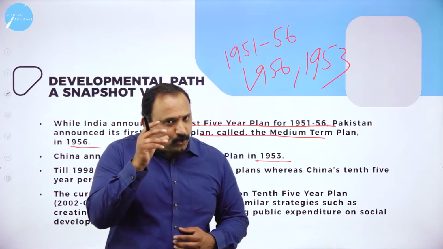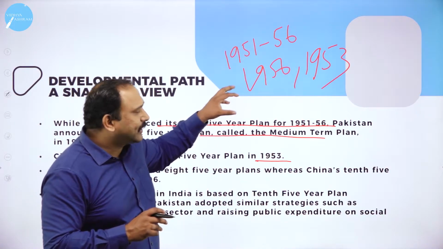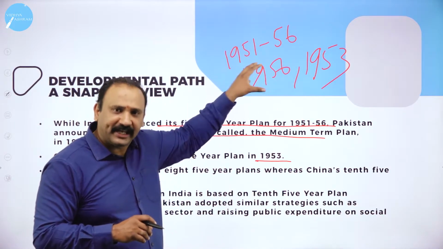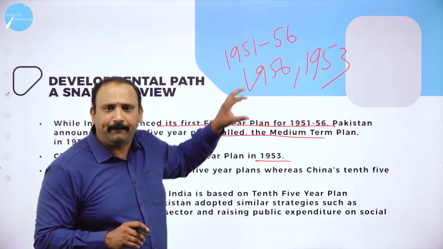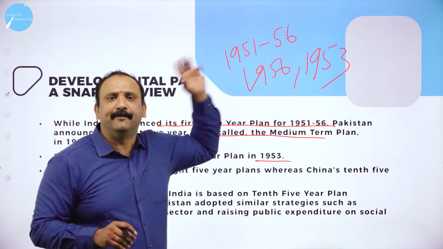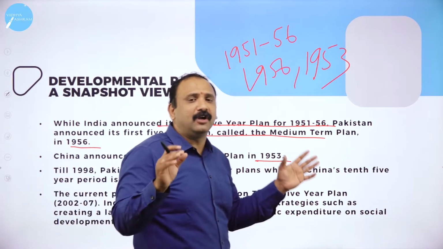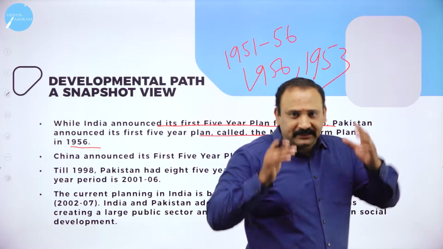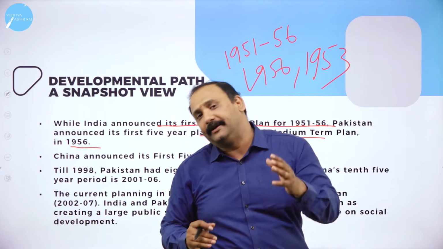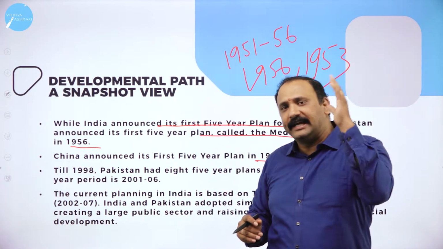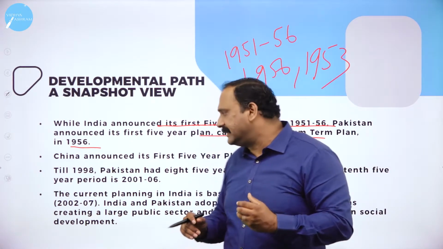So what we are able to understand here is that, look at the factors. In the 50s, India, China, Pakistan, all the three have the same agenda in the mind. They might not have discussed it together, but this is what they wanted to do together. This is what they wanted to think when they wanted to move on the developmental path.